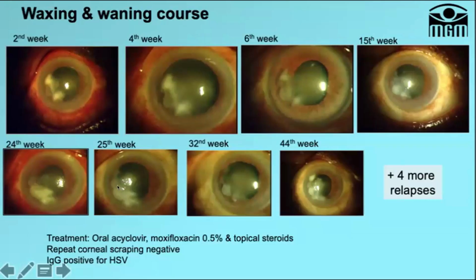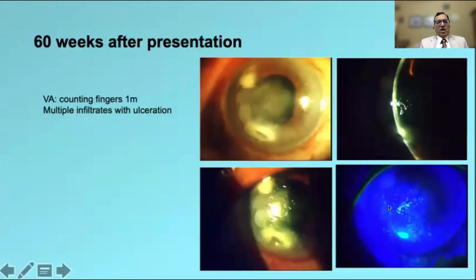Again, after 25th, 32nd week, he had resolved. But again, on 44th week, there was some flare-up. You can see on the top the infiltrate had flared up. And subsequent to that, there were 4 more relapses. And this kept on happening, this waxing and waning course of the ulcer.